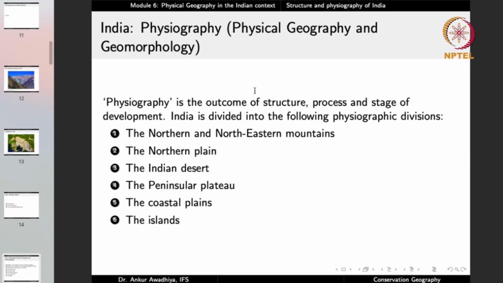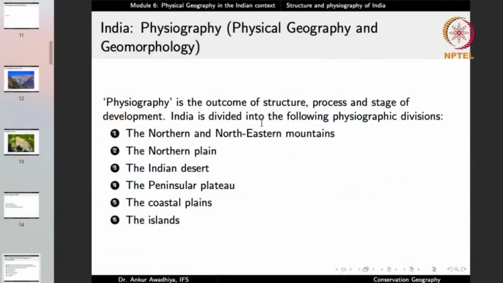When we talk about structure, we are talking about what kinds of rocks are there, what kinds of sediments are there. When we talk about processes, what are the main geomorphological agents? Are winds playing the major role? Is water playing the major role? Are sea waves playing the major role? And so on. And the stage of development, which means how much time have these agents had so far to develop the landforms.